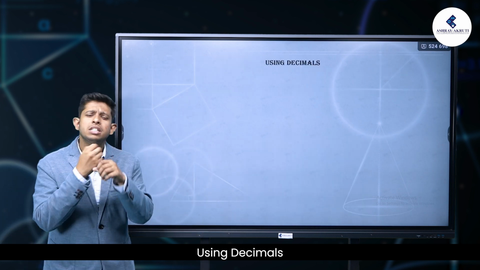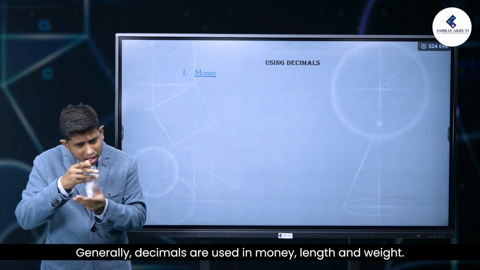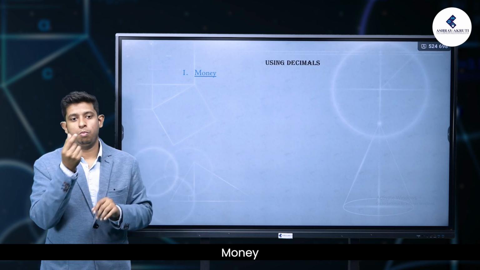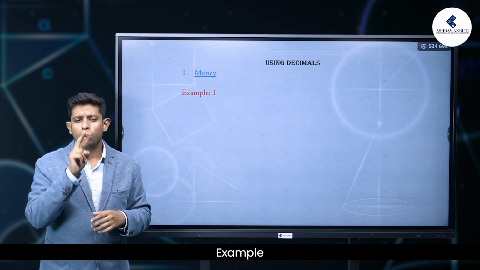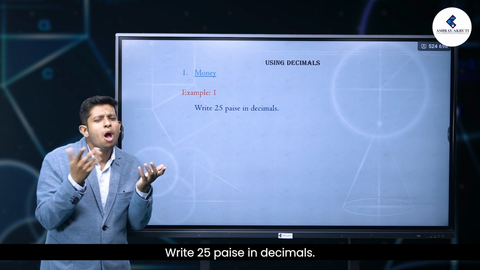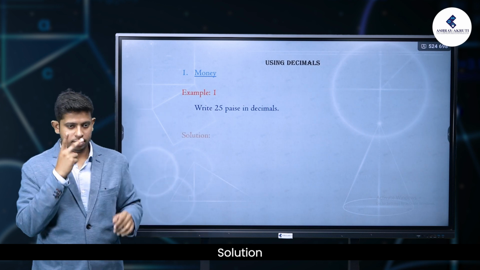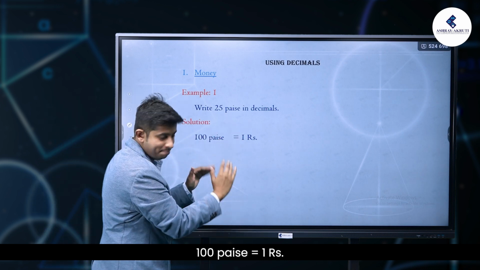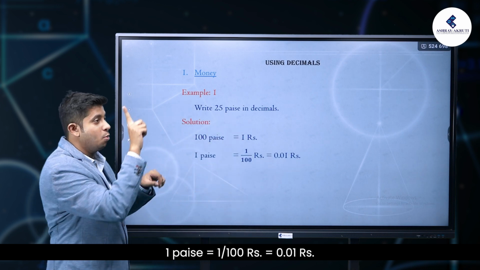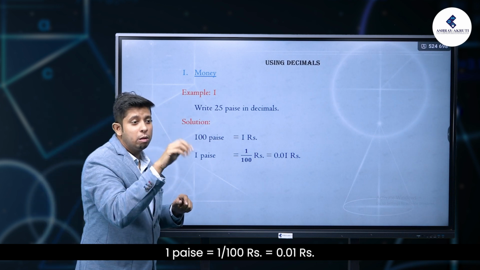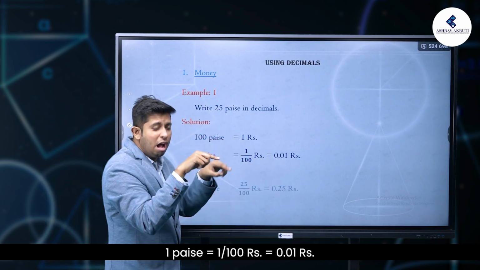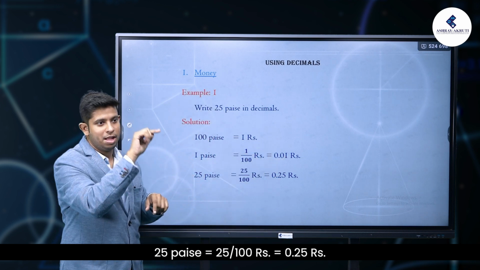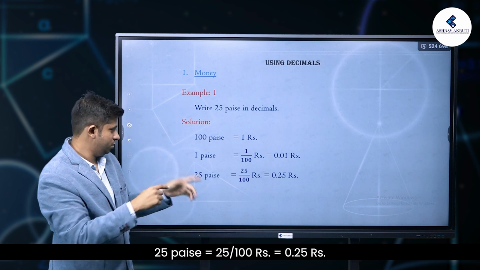Using decimals. Generally, decimals are used in money, length, and weight. Money. Example. Write 25 paise in decimals. Solution. 100 paise is equal to 1 rupee. 1 paisa is equal to 1 by 100 rupees, which is equal to 0.01 rupees. 25 paise is equal to 25 by 100 rupees, which is equal to 0.25 rupees.